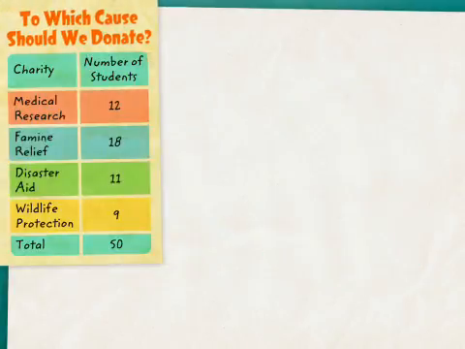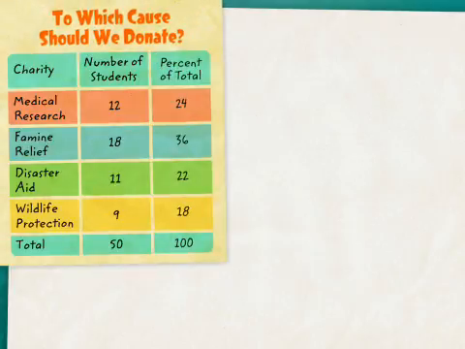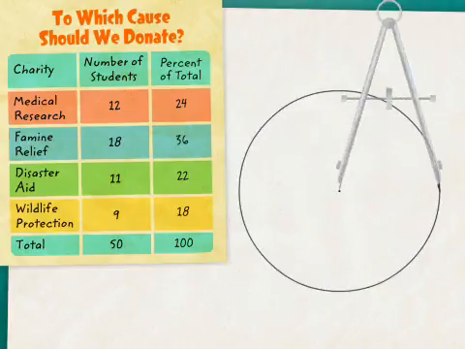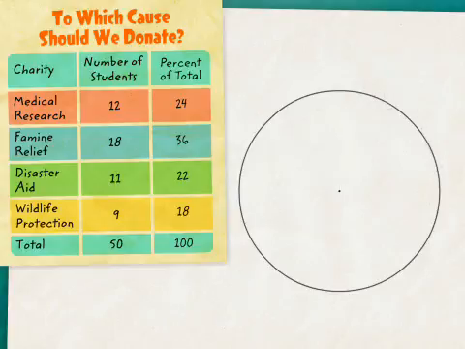Brayden used a compass and protractor to create his circle graph. Like Maya, he first calculated the percent of the whole that each category represented. Then he used a compass to draw a circle. He remembered that a circle has a central angle of 360 degrees.